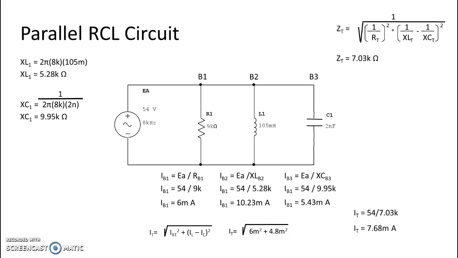Okay. So we take our 6 milliamps for branch 1, which is the resistive current, and the difference between the inductive and capacitive current, which is 4.8 milliamps, and we square each of those, add them together, and then square root them. And we should come within a hundredth, maybe tenth, of 7.68 milliamps.